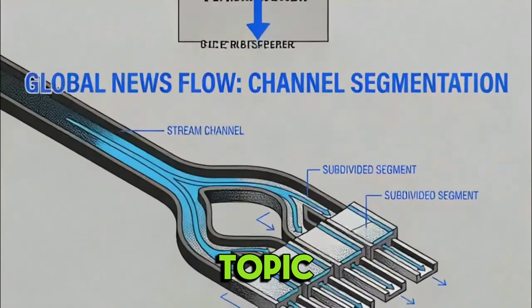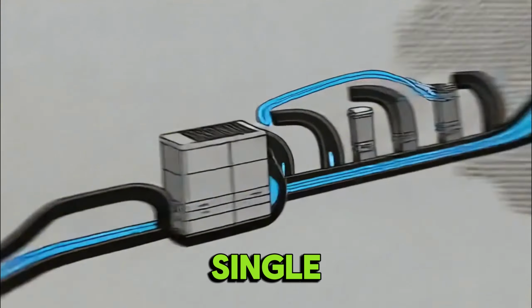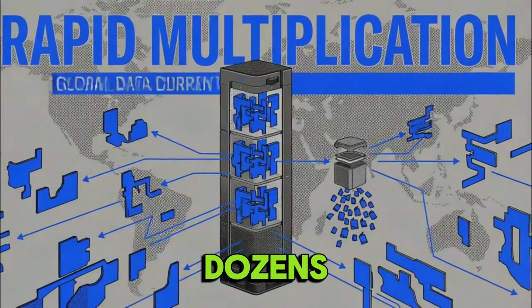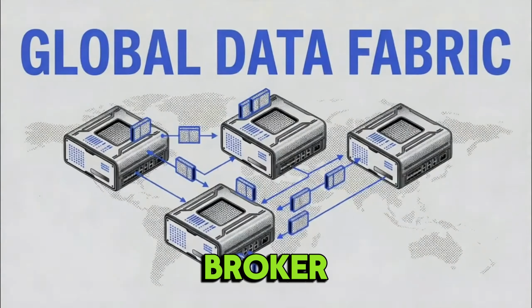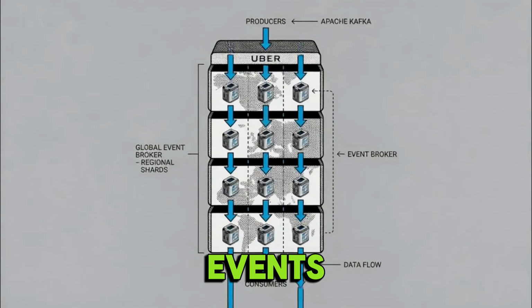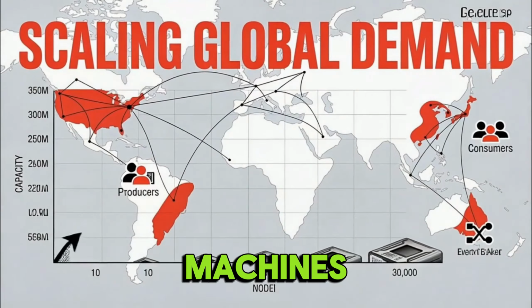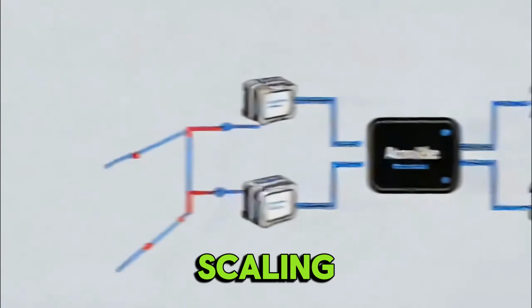Within each topic, Kafka uses partitions to achieve horizontal scalability. A single topic can be split into dozens or hundreds of partitions. Each partition is stored on a different broker machine in the Kafka cluster. This means Kafka can write and read events in parallel across many machines simultaneously, giving it near-linear horizontal throughput scaling.